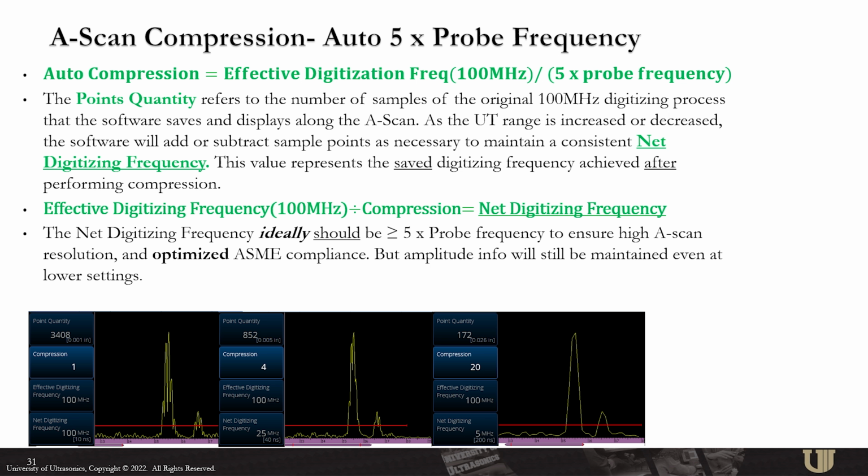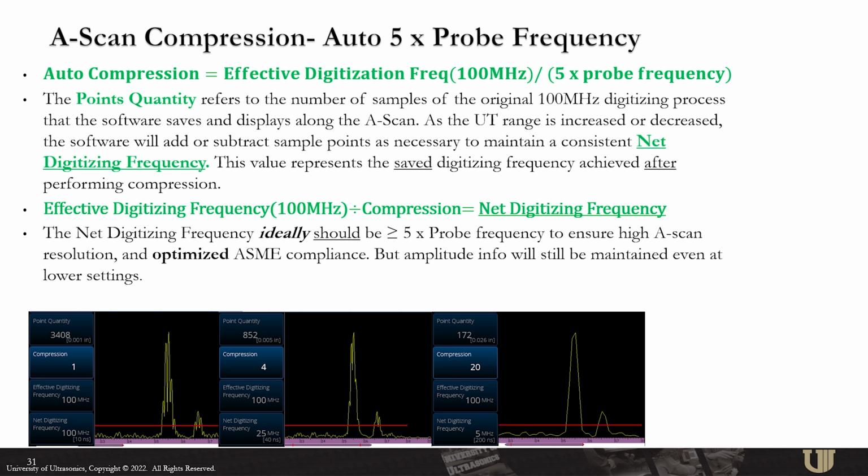As the UT range is increased or decreased, the software will add or subtract points as necessary to maintain a consistent net digitizing frequency. This value represents the saved digitizing frequency achieved after performing your compression. If you take your effective digitization frequency, which in this case is 100 megahertz, and you divide it by your compression, you get your net digitizing frequency. So that is what you actually achieve after compression. The net digitizing frequency ideally should be greater than or equal to 5 times your probe frequency to ensure high A-scan resolution and optimized ASME compliance. But amplitude information will still be maintained even at lower settings.